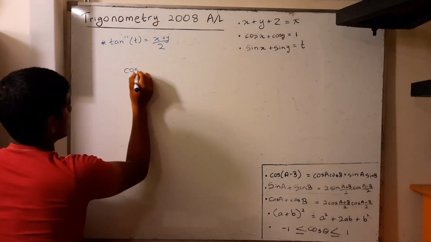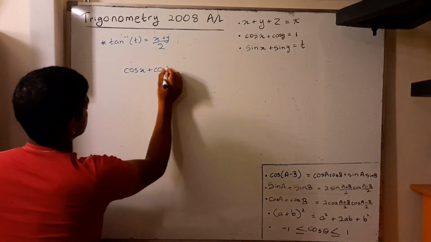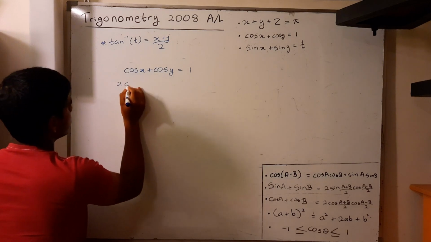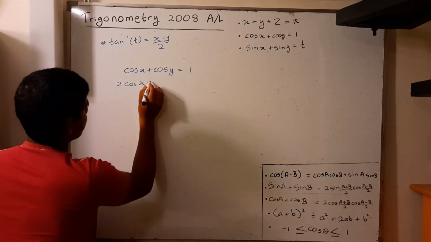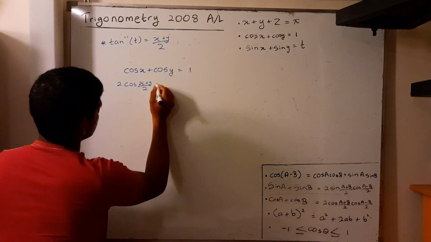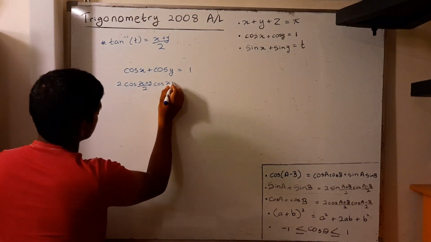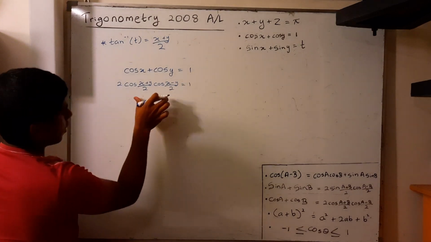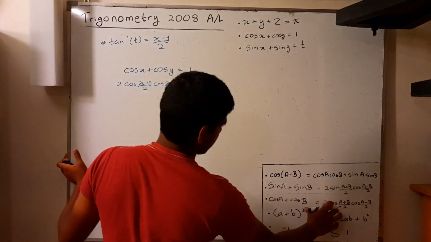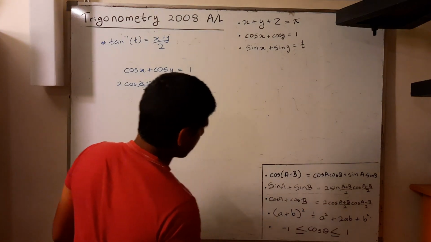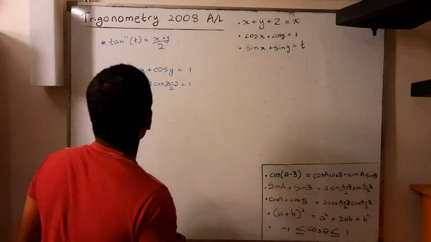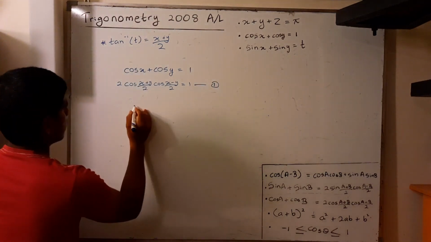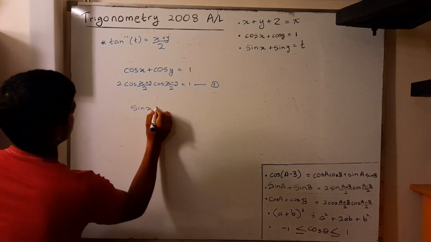So we can write cos x + cos y = 1. We can write this as 2 cos((x + y)/2) cos((x − y)/2) = 1. I got this from this equation which we've been taught for trigonometric theory. So we'll name that as equation 1.